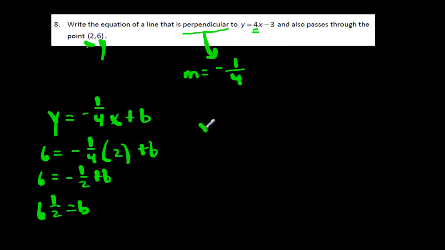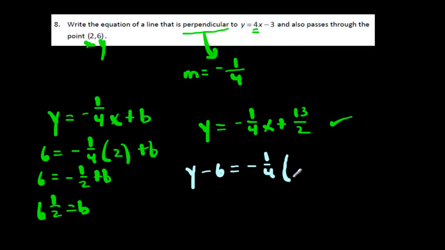So putting it all together, we get y equals negative 1/4 x plus 6.5. Write it as an improper fraction, and you get that. Another way you could have written this is in point-slope form. Because you have a point, you have a slope, might as well use it. So y minus y1, y1 is 6. So y minus 6 equals the slope times x minus x1, which is 2. This is also acceptable. One's written in mx plus b, the other one's written in point slope.